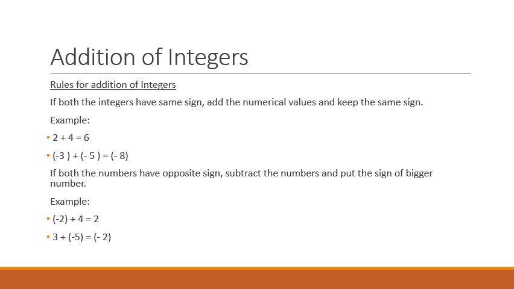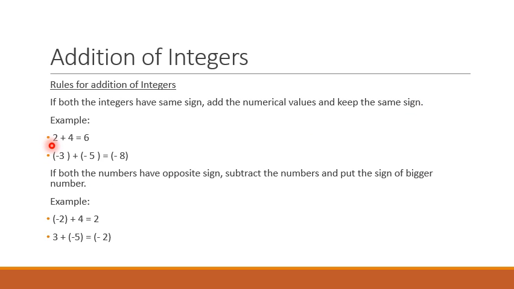Now we'll learn how to add integers. To add two integers we have two rules. The first rule says if both the integers have the same sign, that is if both the numbers are positive or negative, then add the numerical values of the integers and keep the sign the same. That is, whatever is the sign of the two integers, the answer will have the same sign. So let's see the examples given.